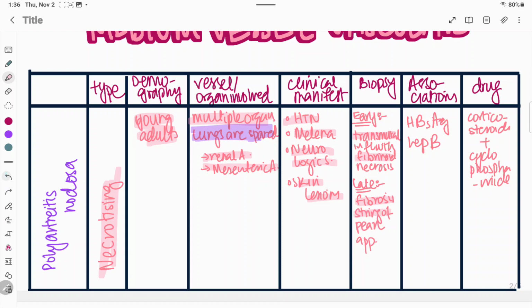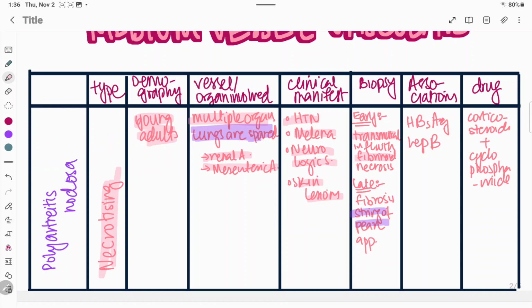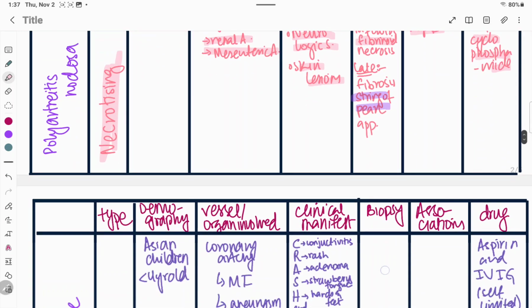Okay, very, very important. String of pearls appearance. You don't see it in any other vasculitis. Important association: hepatitis B, and it will be the surface antigen. So it will be the active infection, and that is the big association in polyarteritis nodosa. The drug therapies will be cyclophosphamide and corticosteroids. Okay, now we have cyclophosphamide here as well.